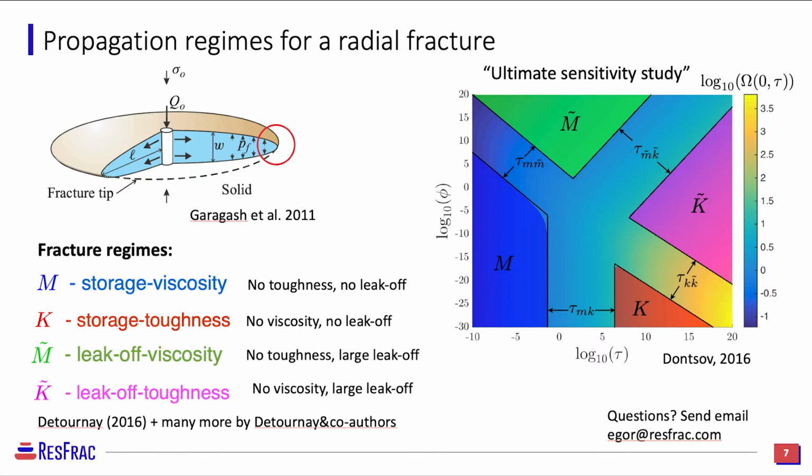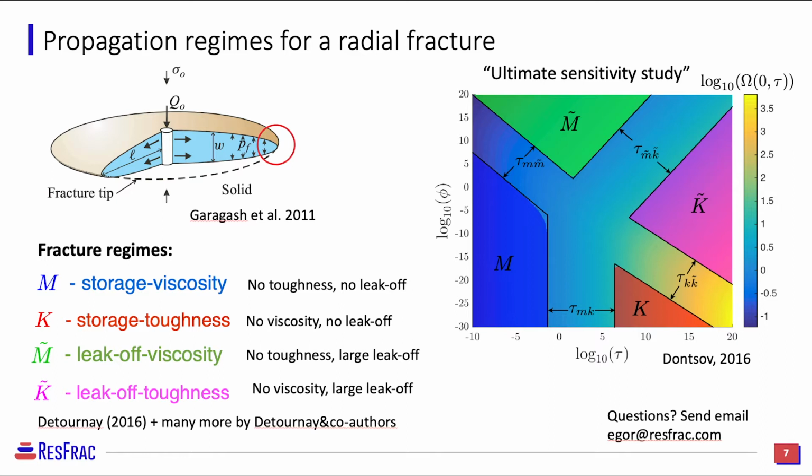And here are, again, 2 dimensionless parameters. I didn't list them there. They look fairly long, but you can compute them. And so you compute those, and it gives you a point in this parametric space. Now, if you land right here where M is, you say, okay, it's storage viscosity. It means that there is no sensitivity of the solution to toughness. Viscosity determines how far the fracture goes, how wide the fracture is. But the solution is sensitive to viscosity, on the other hand, right?